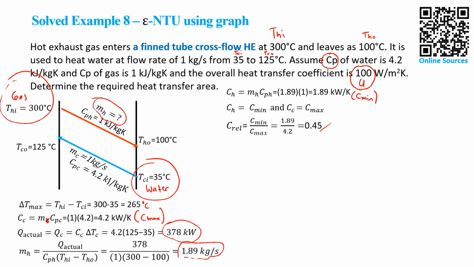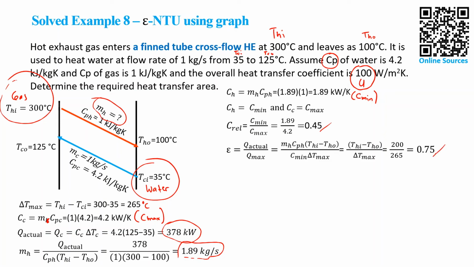0.45. And lastly, before we go to the graph, we need to find the effectiveness value, which is equal to Q actual divided by Q max. All of the values required to solve this equation are available. We end up with 0.75. So finally, we need to choose the appropriate graph that fits the problem.